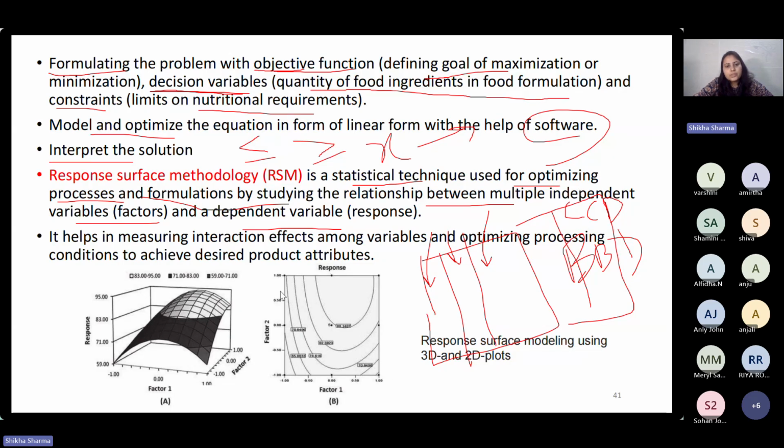So it helps in measuring the interaction effects among variables and optimizing the processing conditions to achieve the desired product attributes. So this is basically a 3D RSM curve, and this is 2D. So we can have different variables, and what is the interaction effects of different variables.